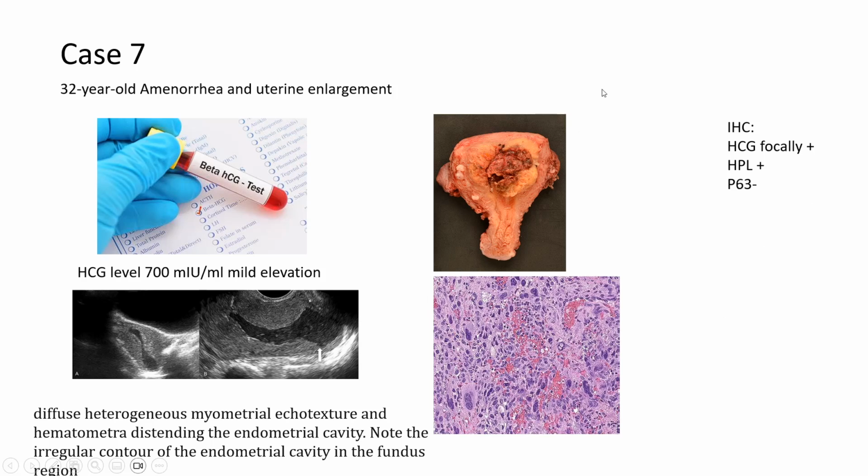Okay. We go for the last case. That is case number 7. We have a 32-year-old female with amenorrhea and uterine enlargement. Her HCG level was 700. That's mild elevation. Her ultrasound shows a diffuse heterogeneous myometrial echo texture and hematometra distending the endometrial cavity with an irregular contour of endometrial cavity in the fundus region.